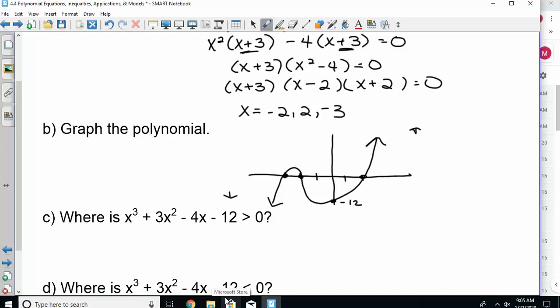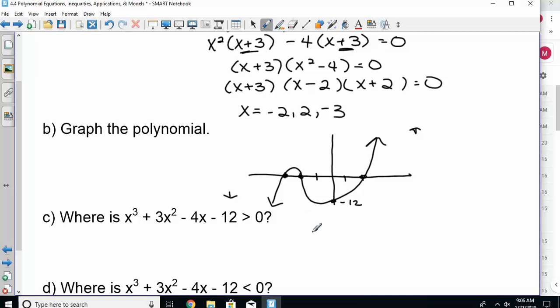If you don't ask for the y, do you still want us to find it to make sure our graph is right? It's a good idea just as a quick check, but if I don't specifically say, I wouldn't take off if you didn't have it in the right spot. Okay, so then let's use our graph to answer a couple questions.